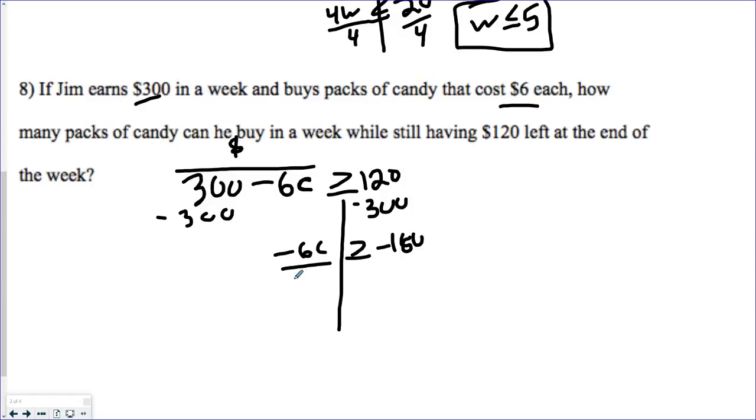Then I'm going to divide by negative 6, divide by negative 6. And I get, see now I divided by a negative, so I'm going to flip this and C is less than or equal to 30.